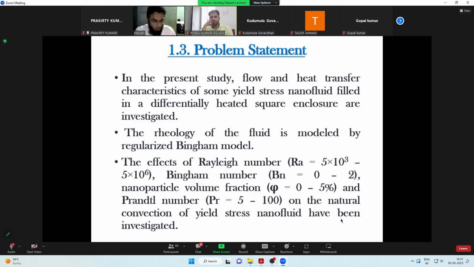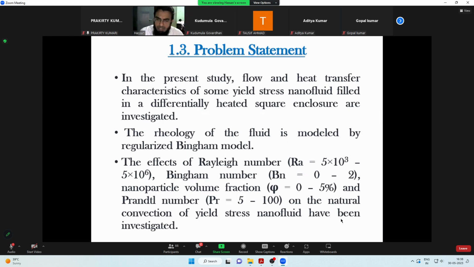The fluid shows some resistance to flow, resistance to deformation, and a prior threshold external force or stress needs to be applied before these materials start flowing. Hence they show some threshold resistance, and this resistance is termed yield stress. So the applied stress should be slightly higher than the threshold yield stress in order to cause the fluid to flow, and that's why they are termed yield stress fluids.